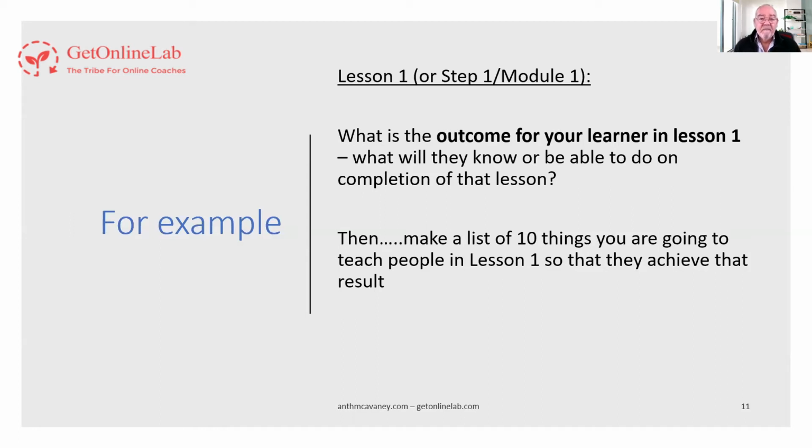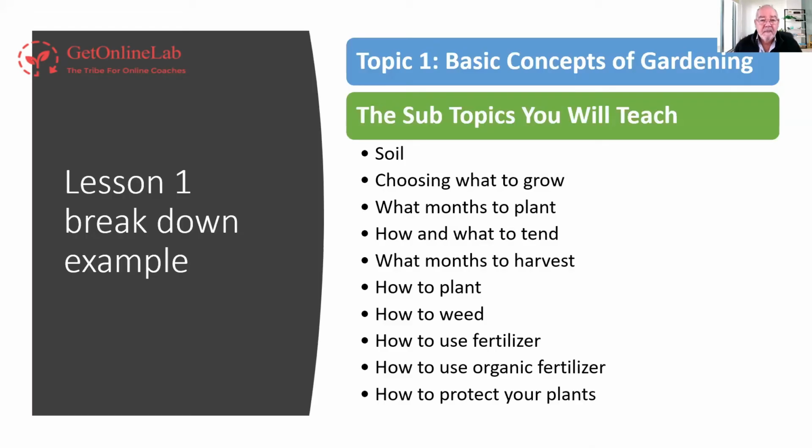So step 1, lesson 1 would be, all right, what are the key things that you're going to teach? And for example's sake, you could say, well, my template is going to be, my content can be broken down into these 10 steps. So using the gardening one, we've said your topic 1 would be, let's introduce my clients to some basic concepts. So the subtopics, which are part of those basics, would be, let's talk a little bit about soil, choosing what to grow, what are the sorts of considerations that you'll need to consider there, what months to plant, how and what to tend in terms of your plantings, when do you harvest your crop, how do you go about planting things, how do you go about weeding.